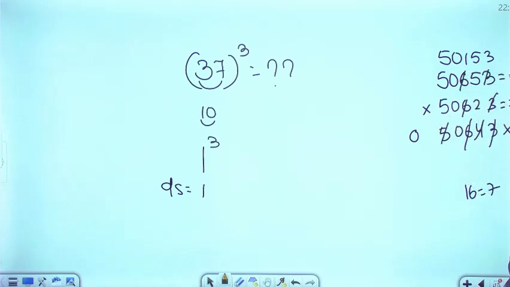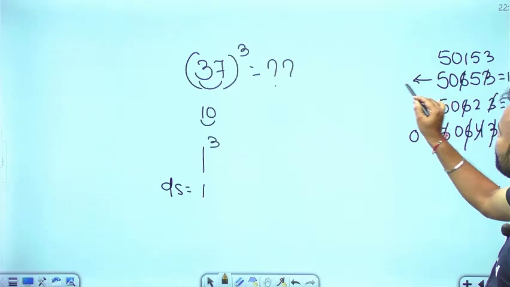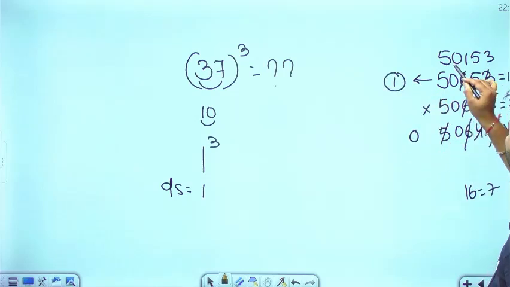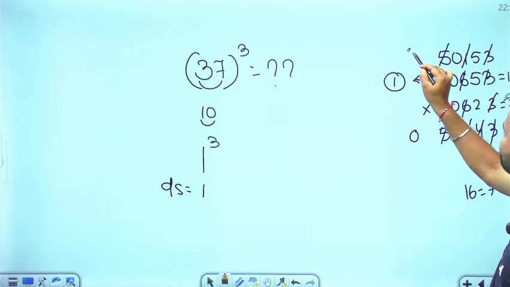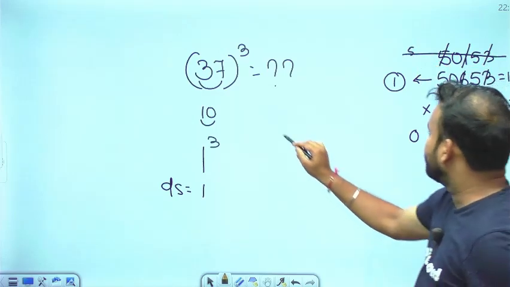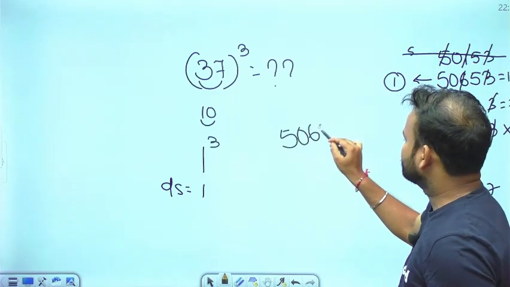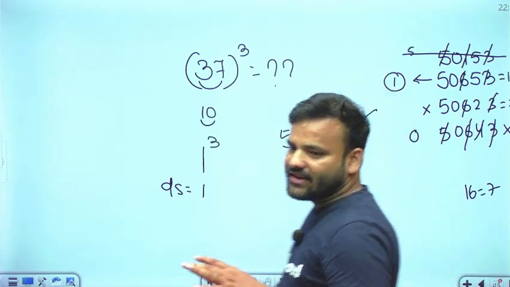639, this is 10. Oh my god, 10 has a digit sum of 1. So this can be the answer. 5 plus 1, 6, 6 plus 3, 9. Eliminated. This is 5, so this is also not the answer. So the answer will be 50653. Comment, is it clear everyone?